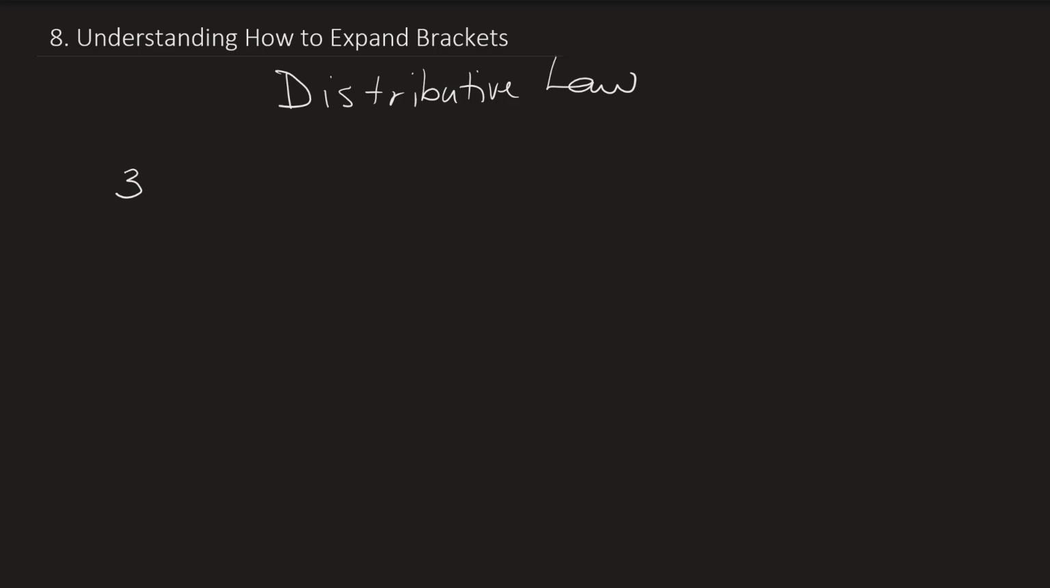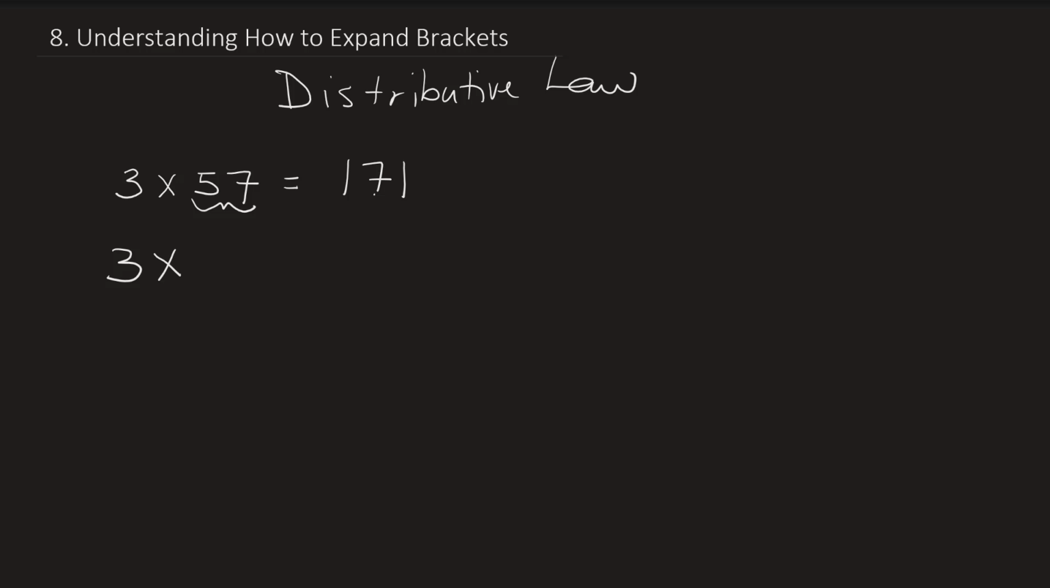Let's say, for example, I want to multiply these two numbers together. 3 multiplied by 57. Now, you can do that in your head or use a calculator, but the answer is going to be 171. Now, I'm going to show you another way to do this.